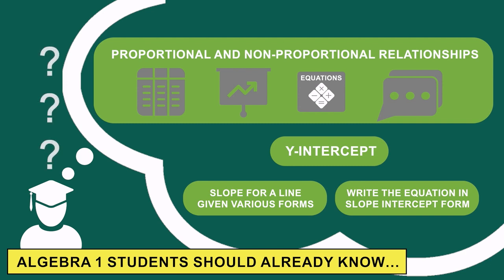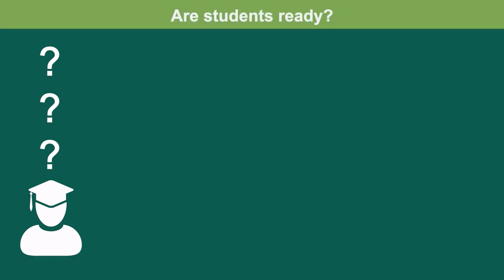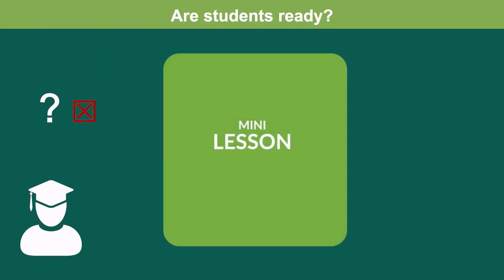But do they really remember that? That is what this section helps us to find out. Remember that for each question a student answers incorrectly in the 3-question check, they are directed to a mini lesson that reviews the content they struggle with.